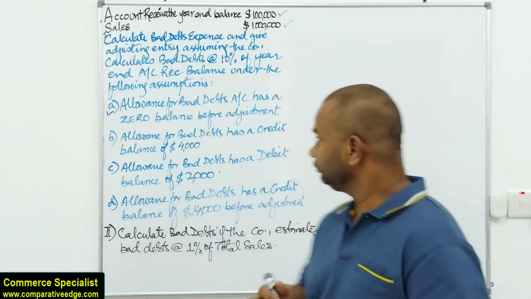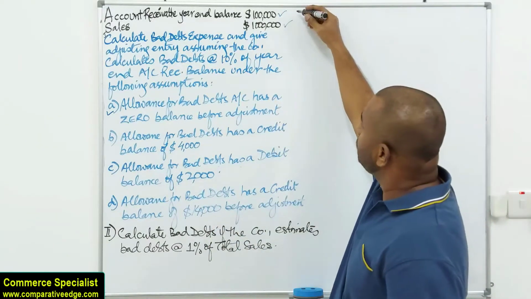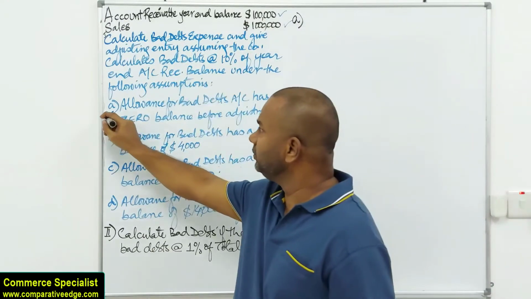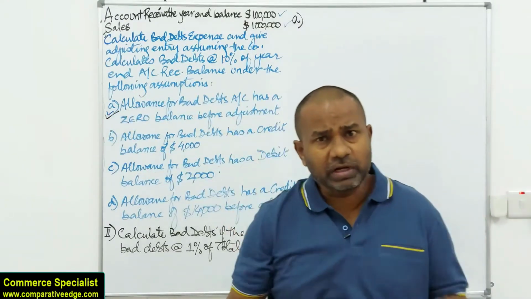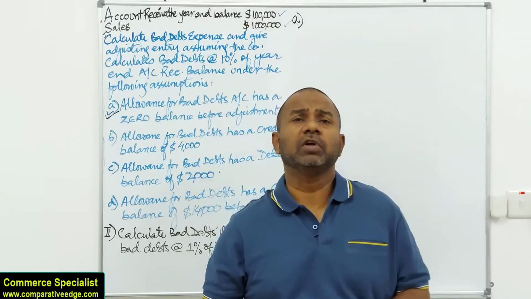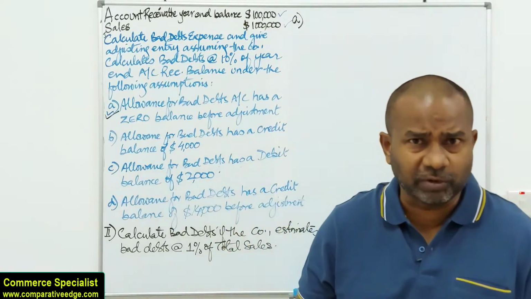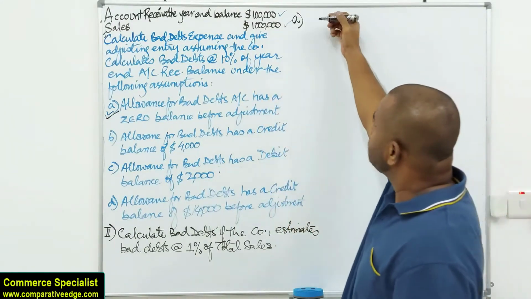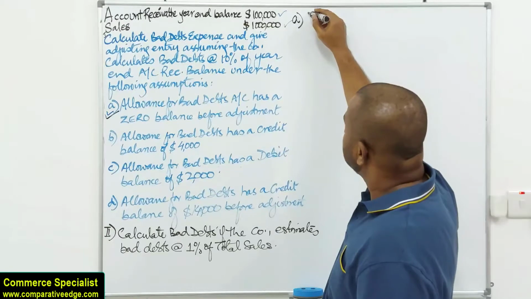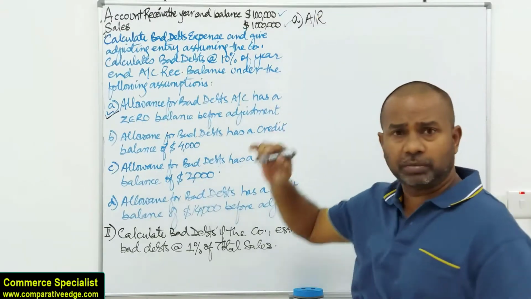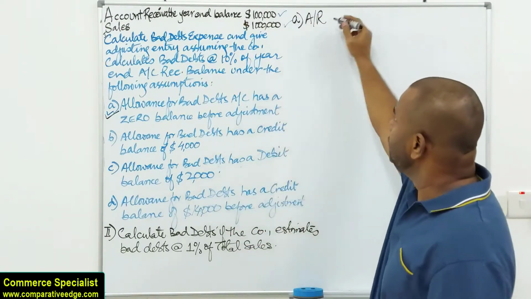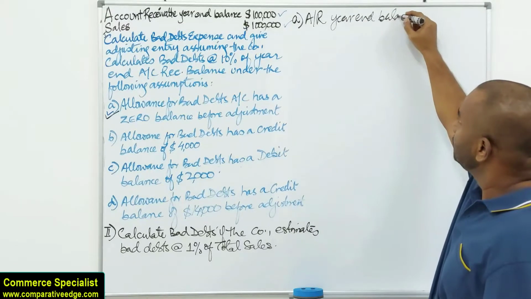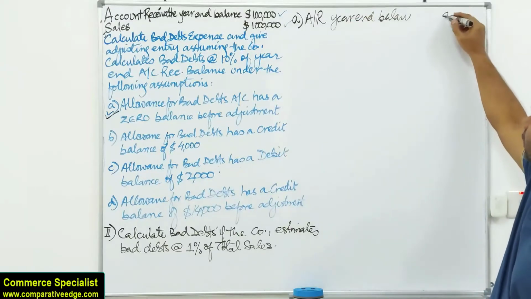Let's have a look. If I'm talking about the first case, the first scenario, this one, A, I am calculating bad debts based on a certain percentage of the year-end receivable balance. So this is how we start our calculation. First of all, we write accounts receivable. I'm using short form to save time. Accounts receivable year-end balance, given in the question as 100,000.